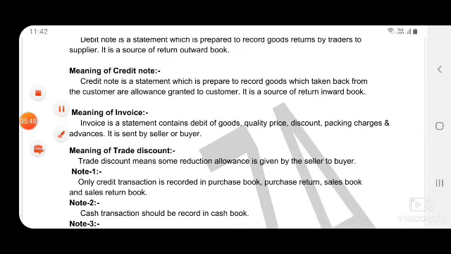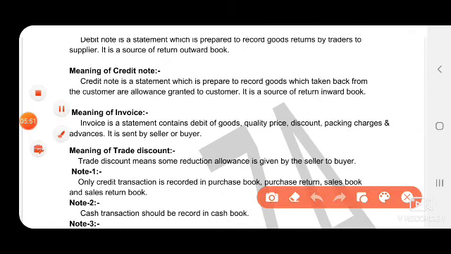And credit note. Credit note is a statement which is prepared to record the goods which are taken back from the customer or allowances granted to the customer. It is the source of the return inward book. So if any customer returns goods due to damage or low quality or wrong supply, at that time we are going to maintain the credit note.